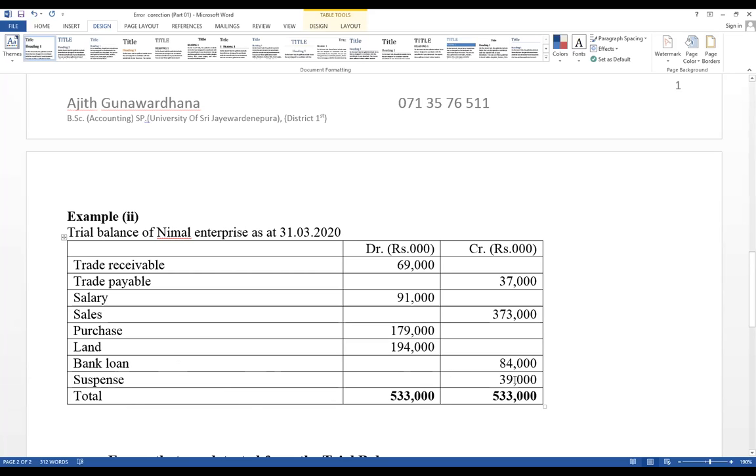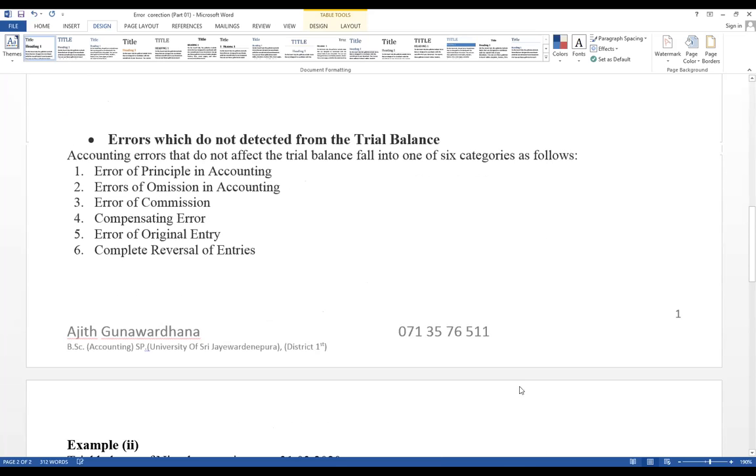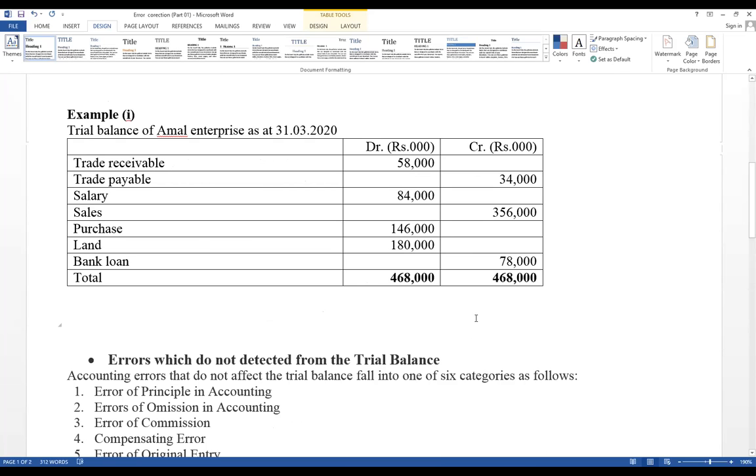Therefore, if trial balance is not equal, those kinds of errors affect suspense accounts. But think about example number 1. Trial balance is equal, but there may be some errors. Those kinds of errors do not affect suspense accounts.